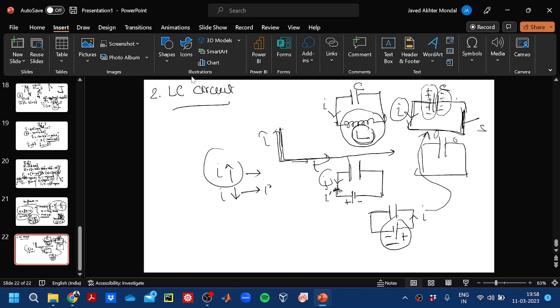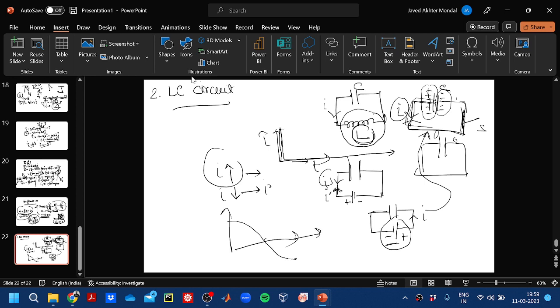So when the current first starts to flow in this direction, the inductance will create a back EMF in this direction, and the current will stop. If we look at the graph, the current will try to be zero, and whenever the current is zero, the inductor will make a current flow in the opposite direction, and it will reach its maxima.